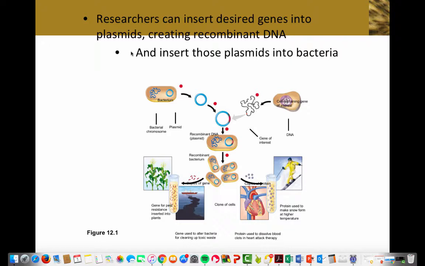So there are all of these different ways that you can clone cells, which is to make copies of them, by having a gene of interest in them. And this is a perfect example. This is how they were also able to make insulin.